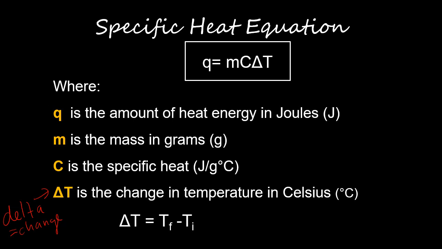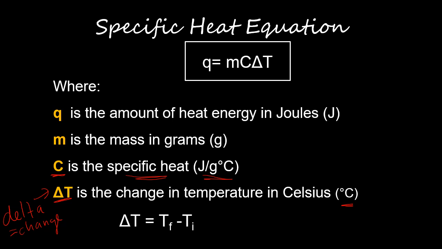C, and it should be lowercase c, I'm sorry about that, is the specific heat. So that is our number of joules per gram times degrees Celsius. Okay, so that's key here. This C is not Celsius, it's specific heat, and it has these units, because it's a variable, not a unit. Delta T is that change in temperature measured in Celsius. So that's where we see our degrees Celsius.